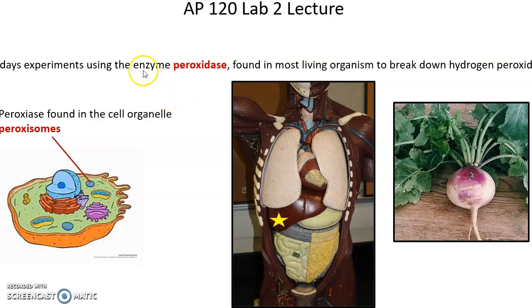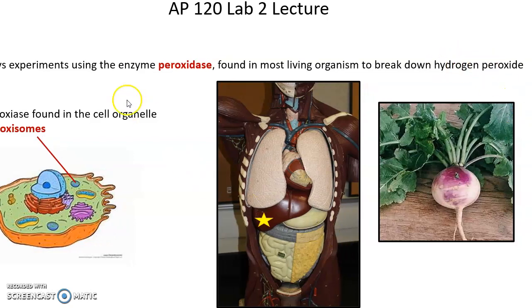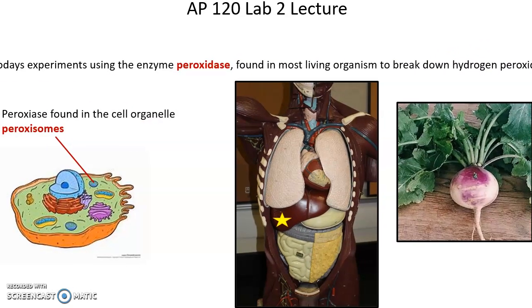Anyway, in the lab, we will be using the enzyme peroxidase to break down hydrogen peroxide. It turns out the cells of our body during regular metabolism produce hydrogen peroxide. Hydrogen peroxide is toxic to our body, so we have these special organelles called peroxisomes. The peroxisomes have many enzymes, including peroxidase. So the hydrogen peroxide gets sent to the peroxisomes, and then the peroxidase will break down the hydrogen peroxide into safer compounds, water and oxygen.